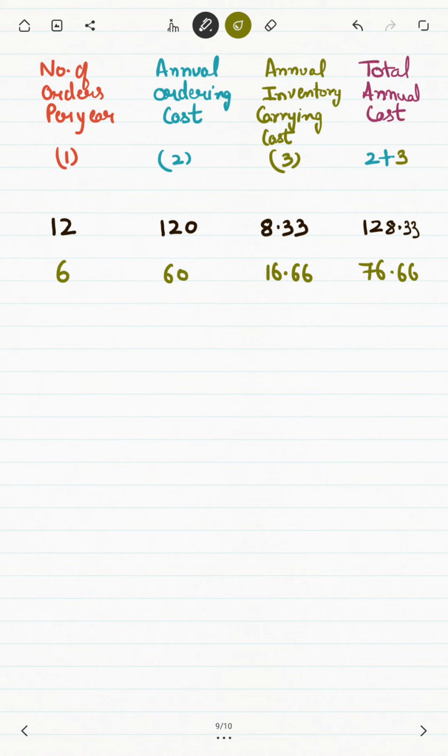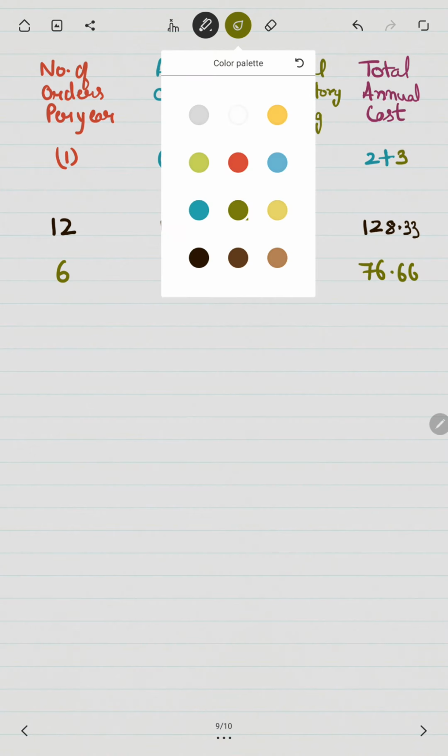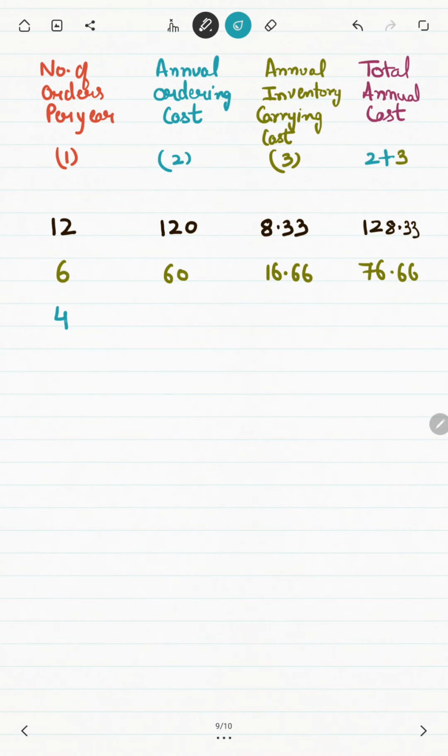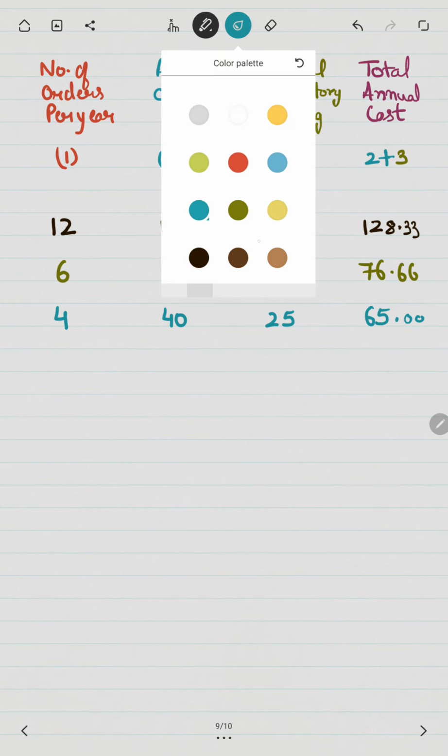Now the next case scenario will be if the order is placed every 3 months. So a total of 4 orders can be placed if an order is placed every 3 months. The annual ordering cost will be rupees 40. Annual inventory carrying cost will be 25, and a total of 65 rupees will be the total annual cost. See, the total annual cost has further decreased.